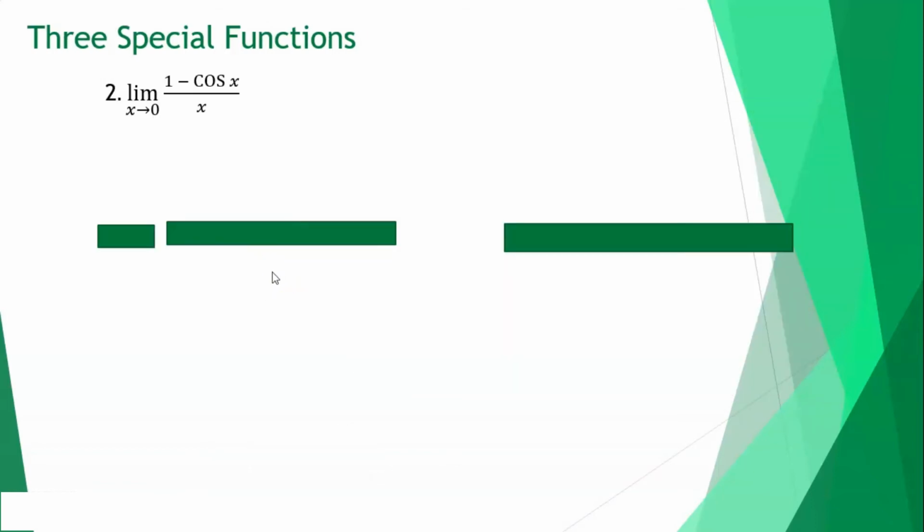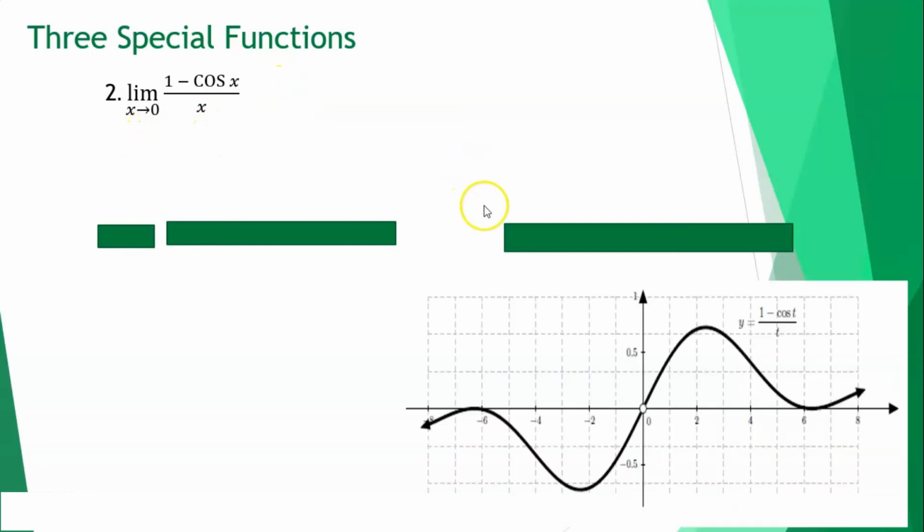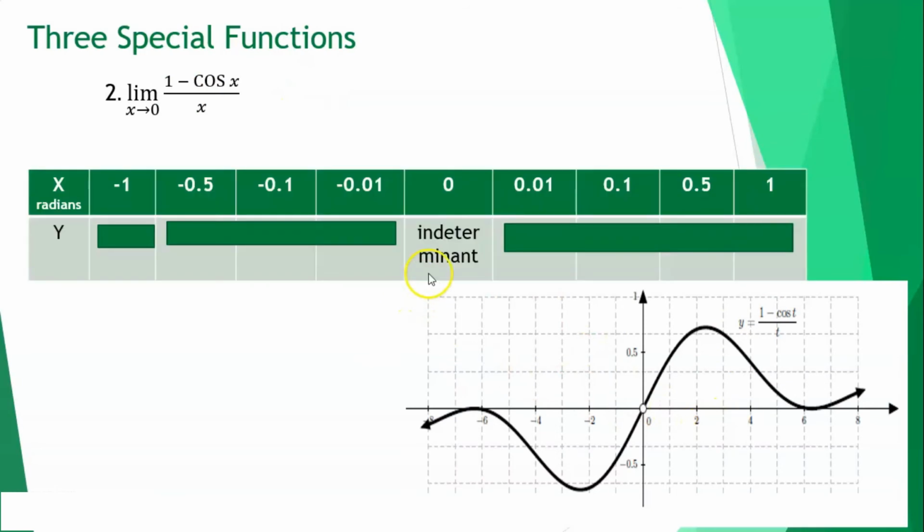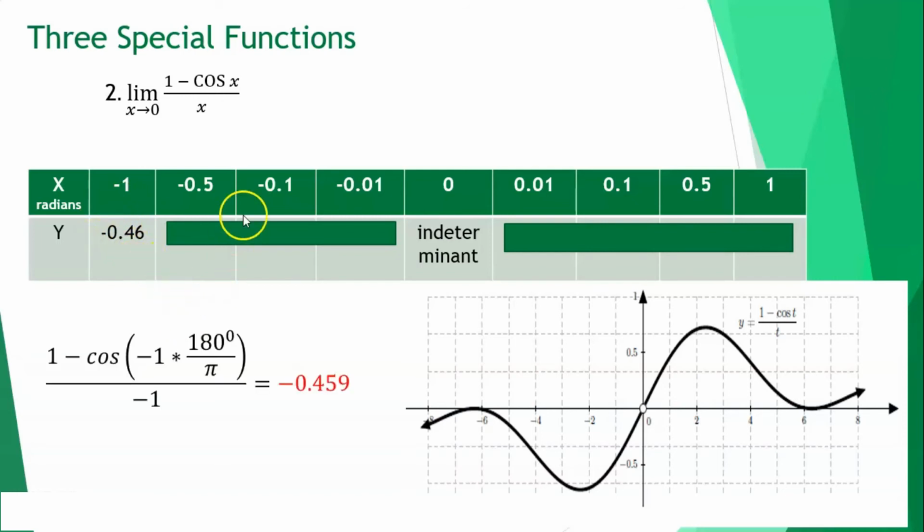Another. Now, the second special limit is the limit of 1 minus cosine x over x as x approaches 0. Now, graphing this is the graph of y equals 1 minus cosine x over x. Making use of the table of values, if we substitute x here with 0, we will get indeterminate values. If we substitute x here with -1, the result here is negative 0.46. Now, how was it done? Again, the values for x here are in radians.